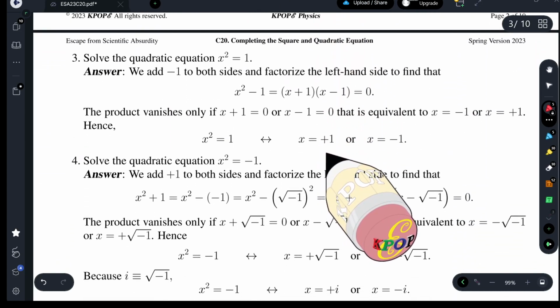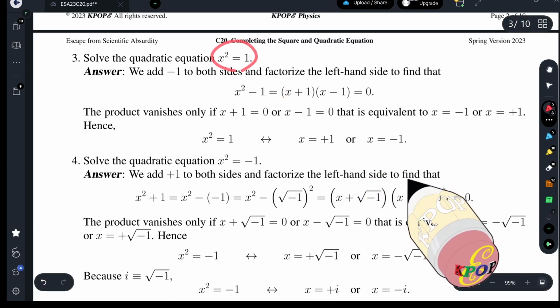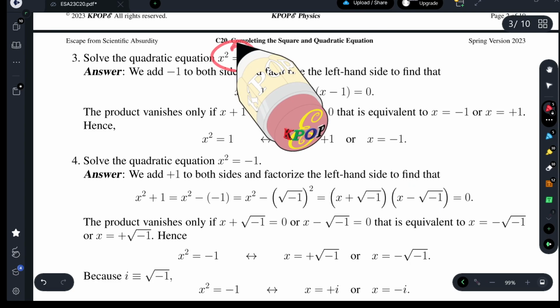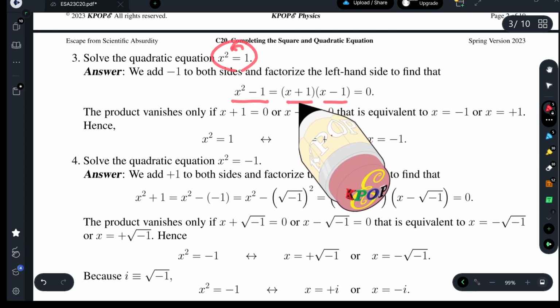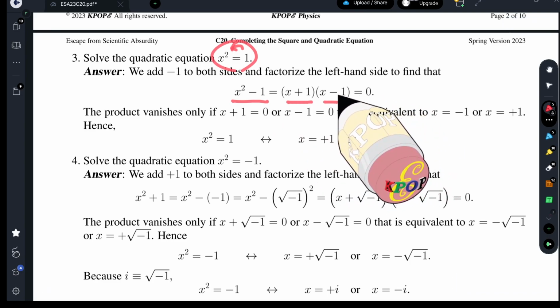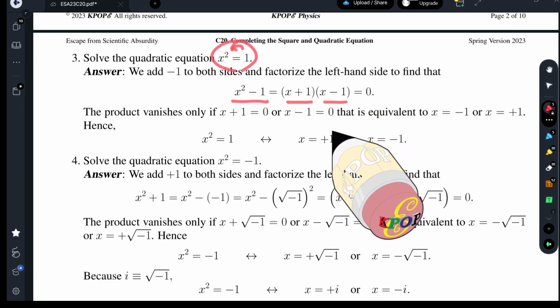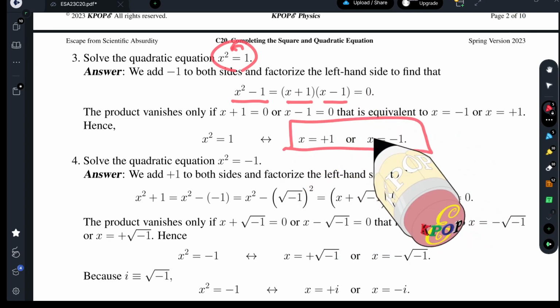Next, we solve another quadratic equation, x squared equals 1. We now move this to the left-hand side and we factorize it. If the product of two real numbers equals 0, then either one is 0. The answer is either plus 1 or minus 1.